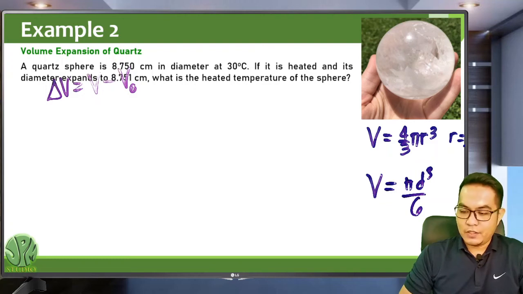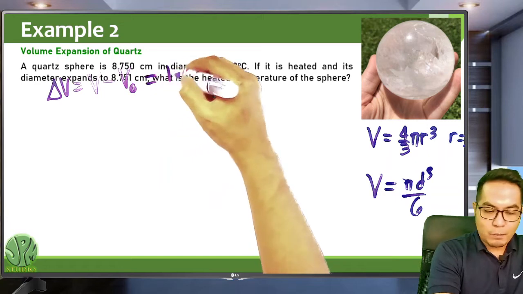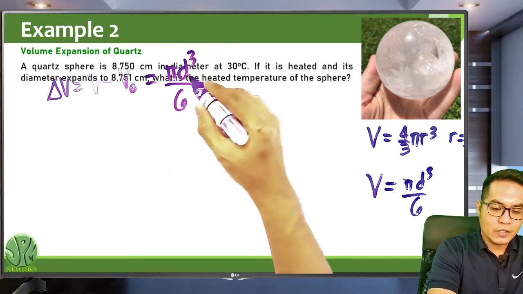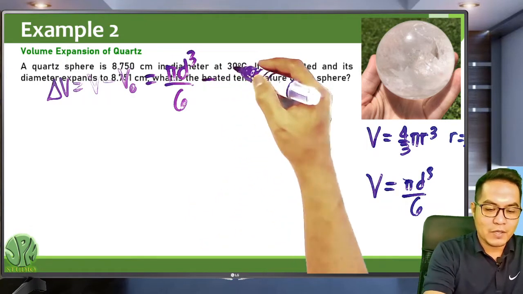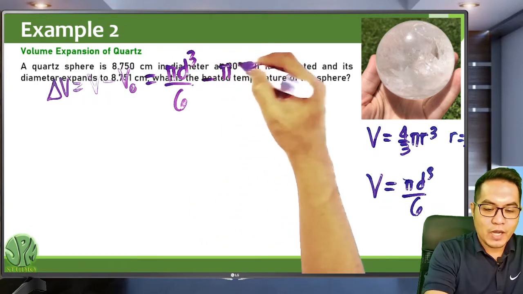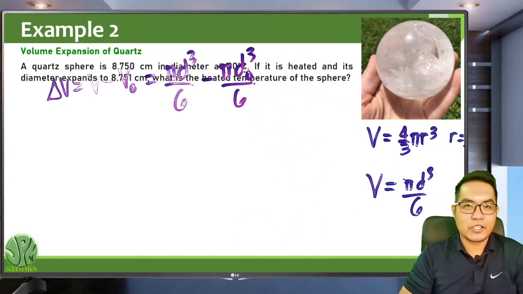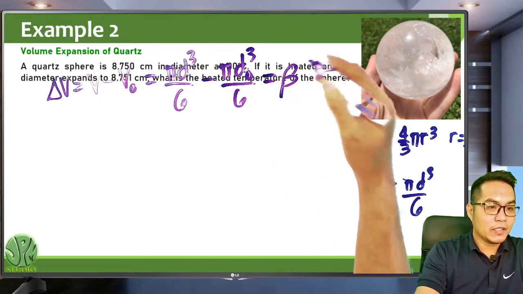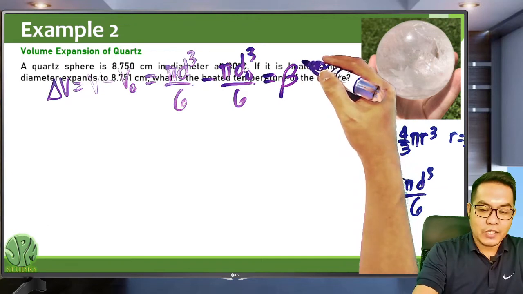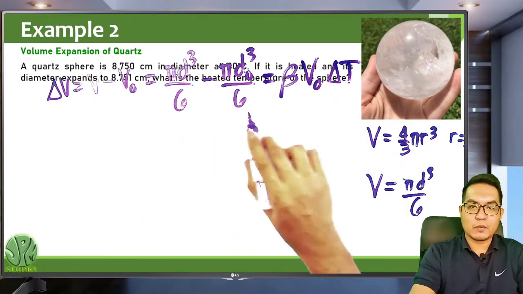So the final volume here is pi d cubed over 6, and d here is the final diameter, which is 8.751 centimeters, minus the initial volume, which is pi initial diameter cubed over 6. So this is our change in volume. And this should be equal to beta times the initial volume V naught times the change in temperature. So the change in volume, which is this one, should be equal to that one.